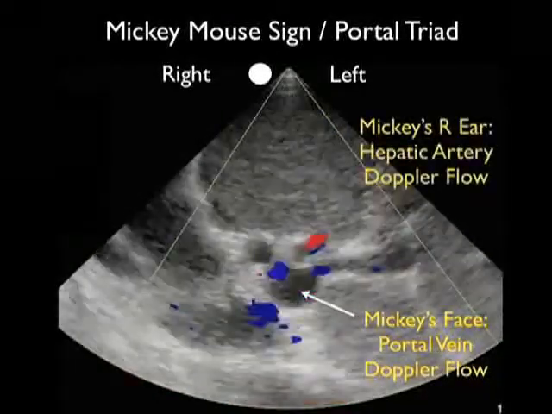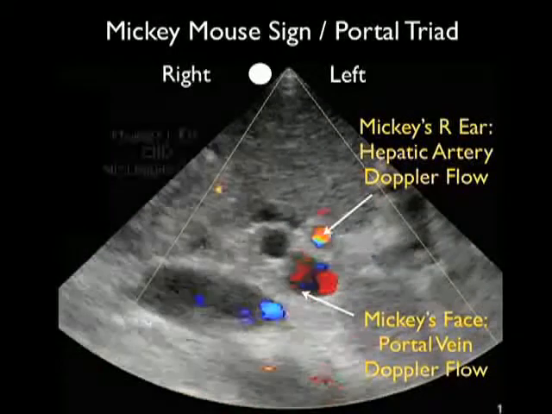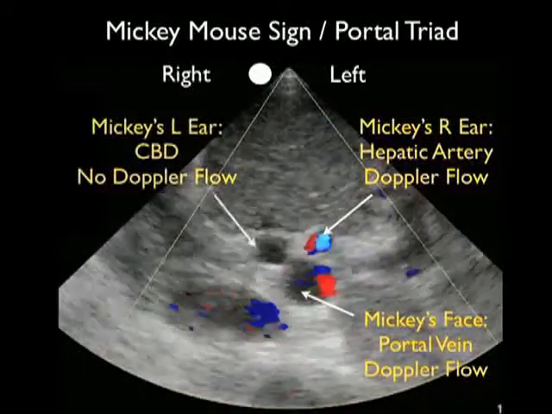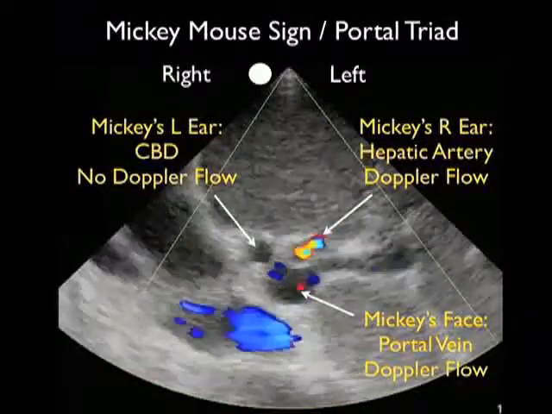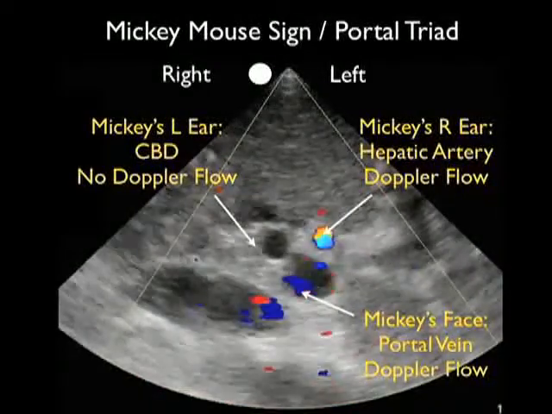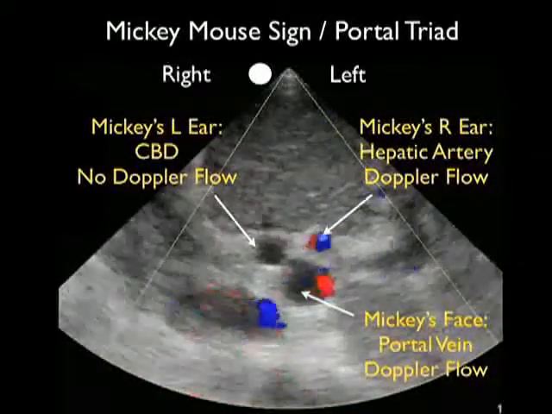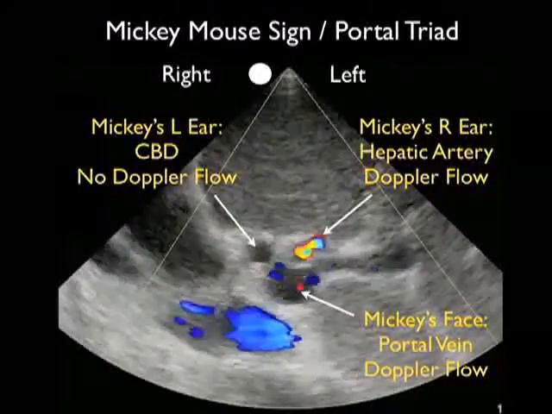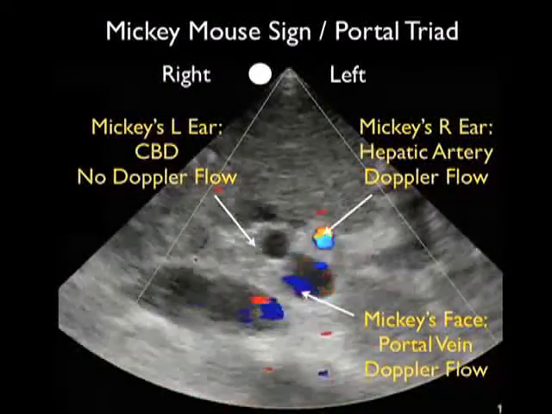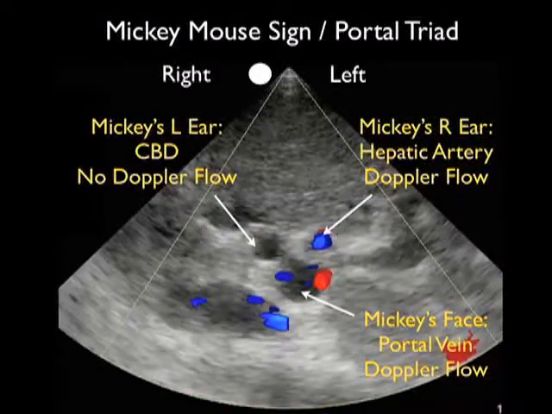Now we can place Doppler sonography onto the Mickey Mouse sign to further delineate the structures, and we see that the portal vein making up Mickey's face, the posteriormost structure of the portal triad, will actually light up with Doppler sonography. We can also see that Mickey's right ear, the hepatic artery, also has Doppler flow on Doppler sonography. However, the common bile duct, Mickey's left ear, fails to appreciate any Doppler flow due to the sluggish flow within the common bile duct.